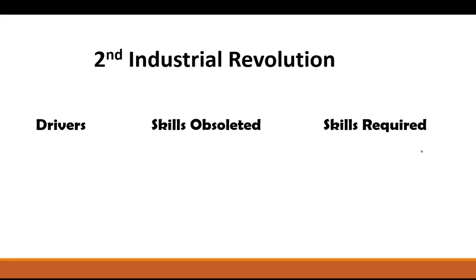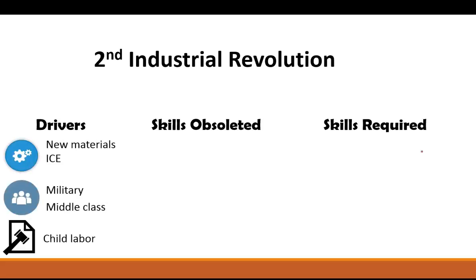So to look at the things that actually impacted or drove the second industrial revolution, again, you've got new materials, the internal combustion engine. A lot of things were driven by the military. If you notice the time frame of the second industrial revolution, we had World War One, World War Two, the Spanish American War. We also had the biggest growth of the middle class, and then policies such as child labor laws, as well as union and worker safety laws changed in this industrial revolution.